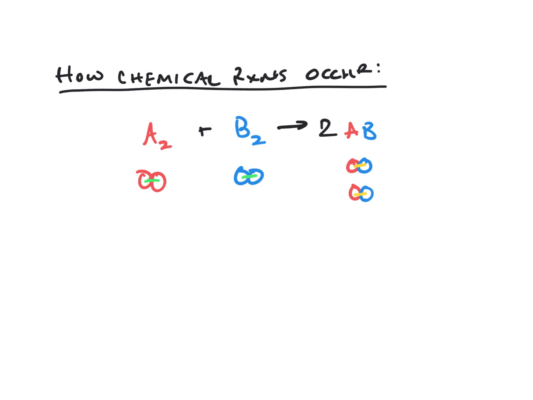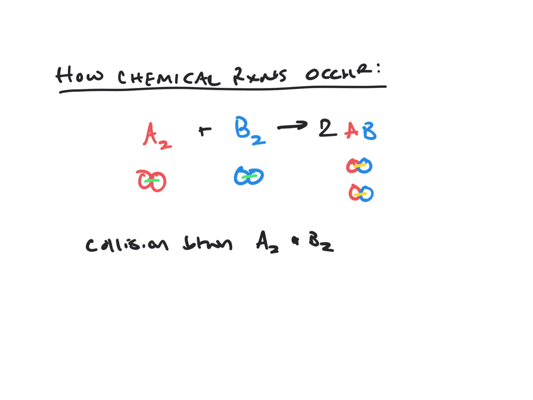So, okay, cool. What has to happen in order for this reaction to occur? In order for these bonds to break and bonds to make, there are two things that need to happen. The first thing that needs to happen is that A2 and B2 have to collide. So the first thing that we're going to look for is a collision between A2 and B2. They have to run into each other.